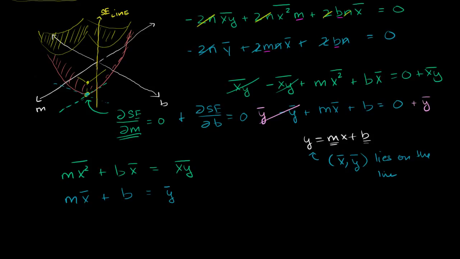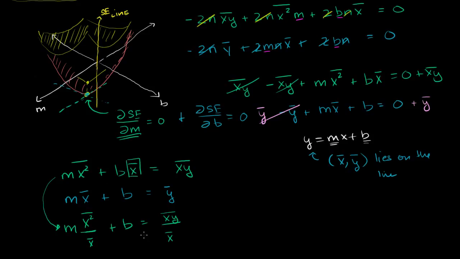So let's divide both sides of this equation by this term right here, by the mean of the x's. And if we do that, we get m times the mean of the x squareds divided by the mean of the x's plus b is equal to the mean of the xy's divided by the mean of the x's. And so when you write it in this form, this is the exact same equation as that. I just divided both sides by the mean of the x's.